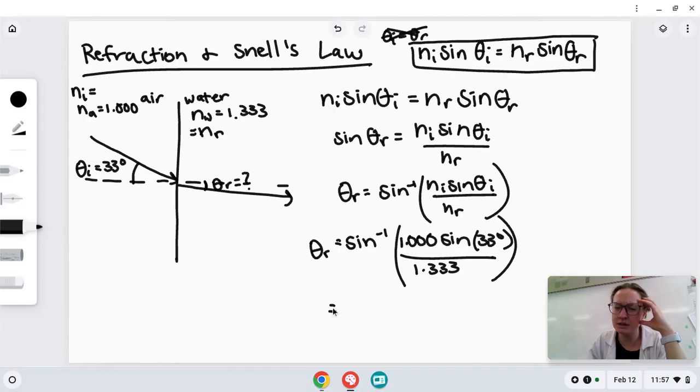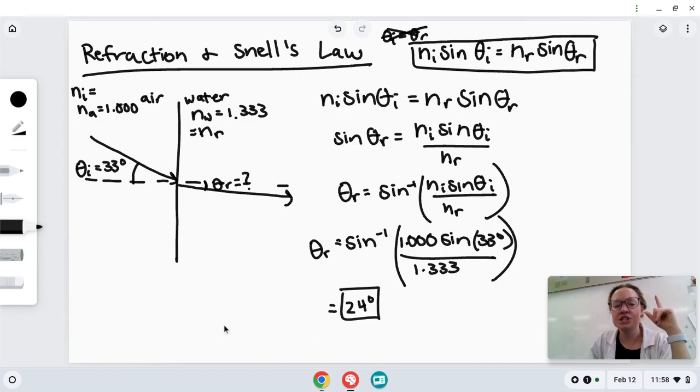Now, we're good to plug it into our calculator. When you plug it into your calculator, you're definitely going to get a number for sure. But the question is, how many sig figs do you want? Here's what I'm saying: 33 has the least number of sig figs here, so I'm going to go with 2. And that gives you an angle of 24 degrees. Box it up and you're good to go.